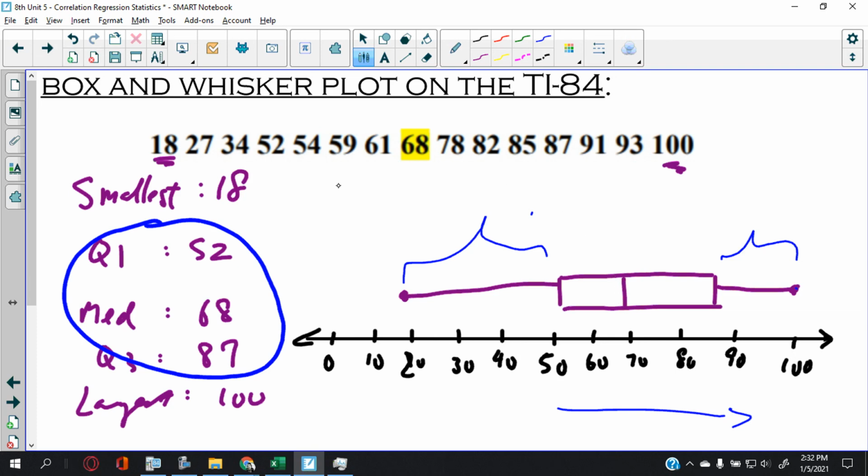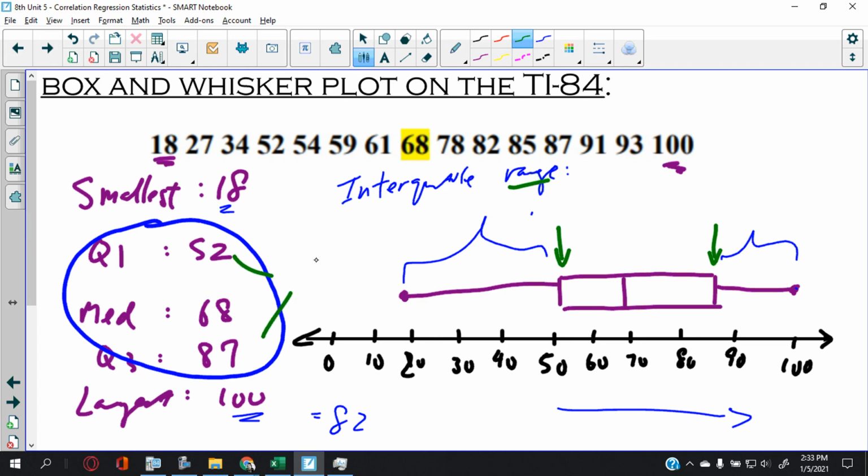Also, if I were to ask you something like, what is the interquartile range? First of all, range is the highest number subtracting the lowest number, right? So we know that's 82. The regular range is 82. The interquartile range means between the two quartiles, here and here, what's the difference? You just subtract these two. What is that? 35. So the interquartile range here is 35. They like asking that question a lot. All right, that's it.